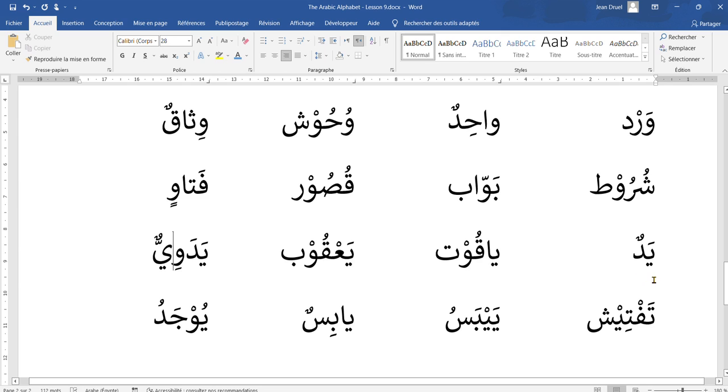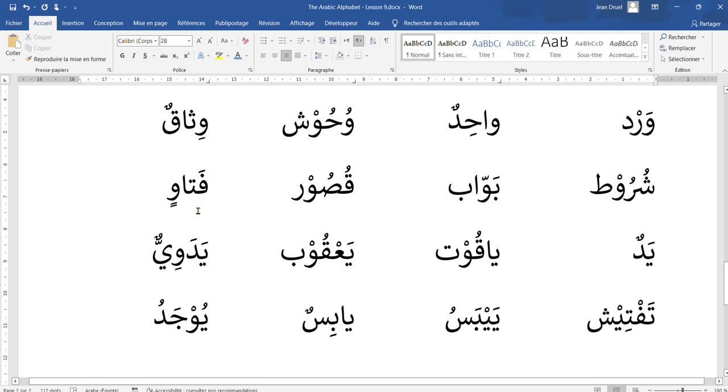Here the ya is initial, so it has to be a consonant, it carries a fatha, it goes yadun. Here it's also initial with a long alif, so it's a consonant, and here the waw is preceded by a dhamma and carries a sukun, so it's a long oo, yaqut. Here it's the same, we have an initial ya with a fatha, it is a consonant, and we have a waw with preceding dhamma and sukun, so it is a long oo, yaqub.